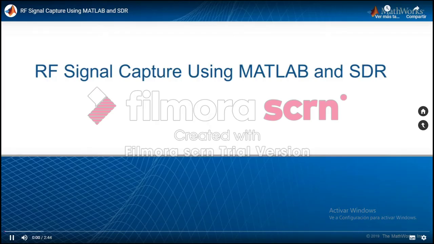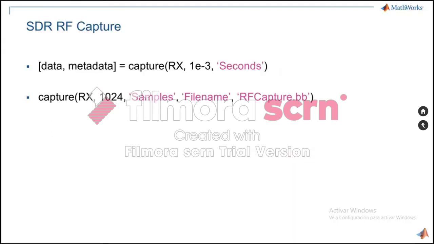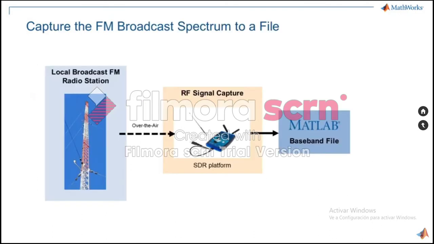This video shows you how to capture RF waveforms off the air using MathWorks toolboxes and SDR connectivity. This is accomplished using the capture method, which can be used to return data from the hardware to the MATLAB workspace and/or directly to a file. First, I will make a recording of the FM broadcast spectrum directly to a file using any supported SDR platform. In this case, I will use Pluto Radio.